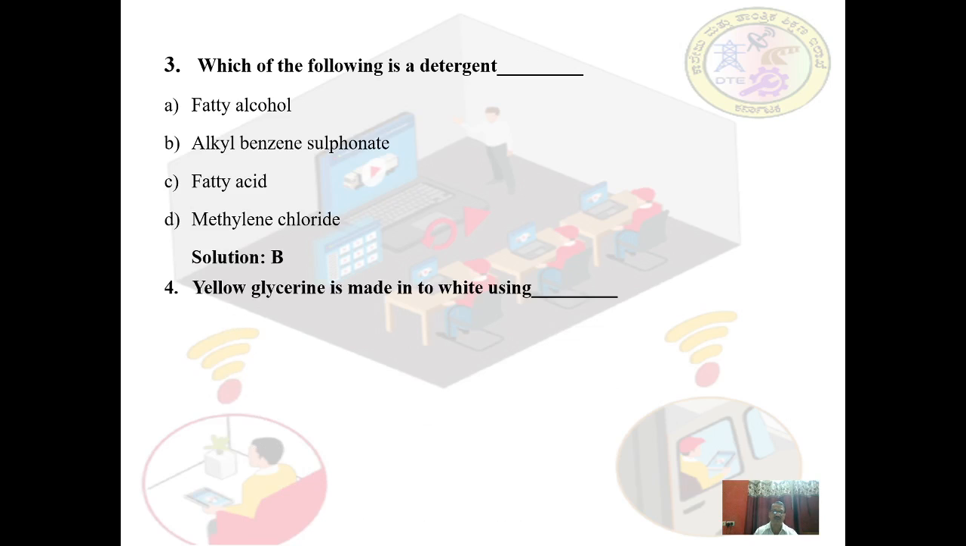Question number 4. Yellow glycerine is made into white glycerine using dash. A. Activated carbon. B. Diatomaceous earth. C. Bauxite. And D. Bentonite. Option A is the right. Sorry, option B is the right answer.